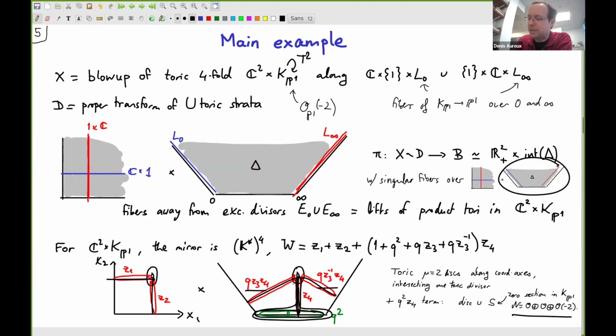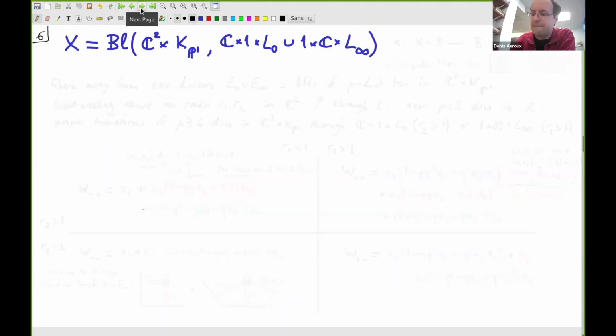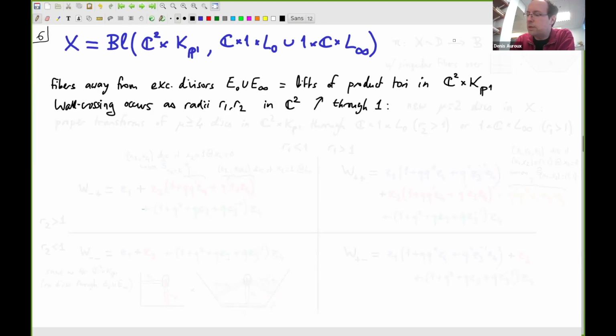Okay, so for everybody, we have this formula, which is whatever it is. So now we are going to redo that in the blow-up. And so first thing we'll do is we'll say, okay, when does the picture change?